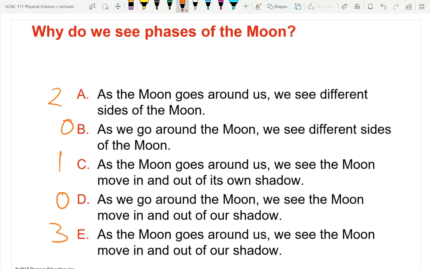I am going to call on Ivy and ask you yes or no for A. No. Why not? Well, what's your reasoning? We see different sides of the moon. I don't know. It just didn't seem right. I mean, it is incorrect.